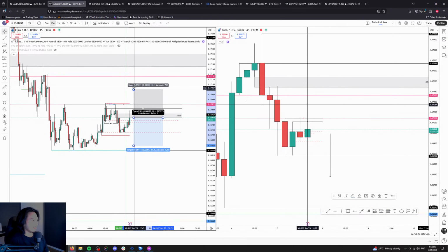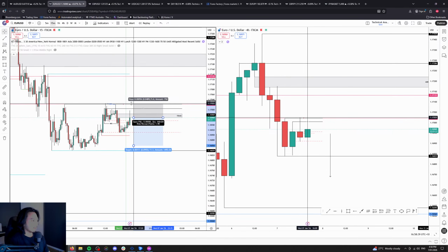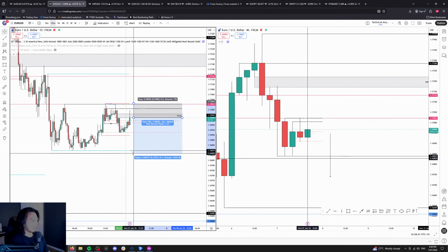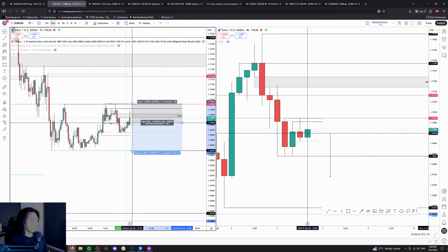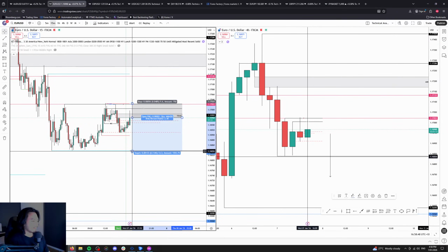So if I got in, that would have been my setup here on Euro. Oh no, sorry, I said my setup would be down here, but this is reacting to the fair value gap.